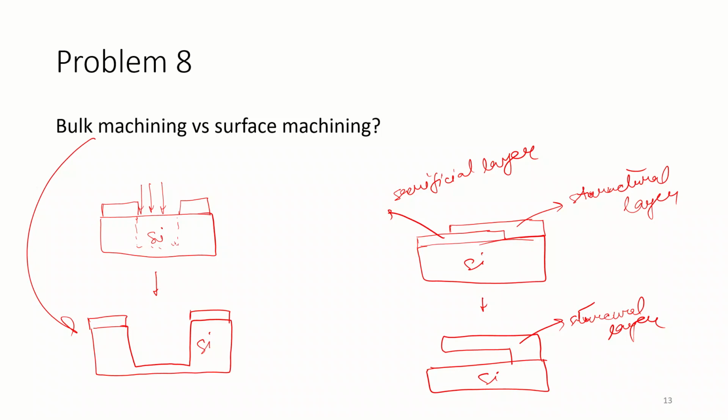Yeah, so these are the two kinds: here we are removing the bulk of the material, and here we are removing it from the surface. So that's the method of surface machining.